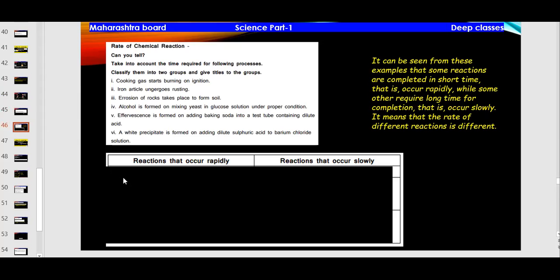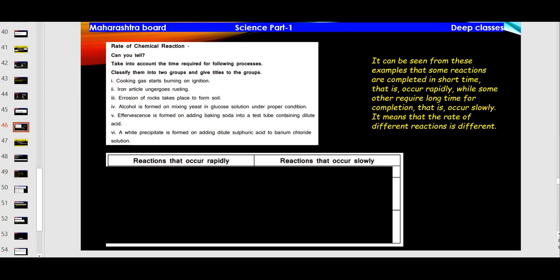Here, there is one activity again. We have to find out which reaction occurs rapidly, fast, and which reaction occurs slowly. Here some statements are given to us. Take into account the time required for the following processes, classify them into two groups and give titles to the groups. So we have to read these 1, 2, 3, 4, 5, 6 and tell which reaction is slow, and which reaction is faster, rapid.